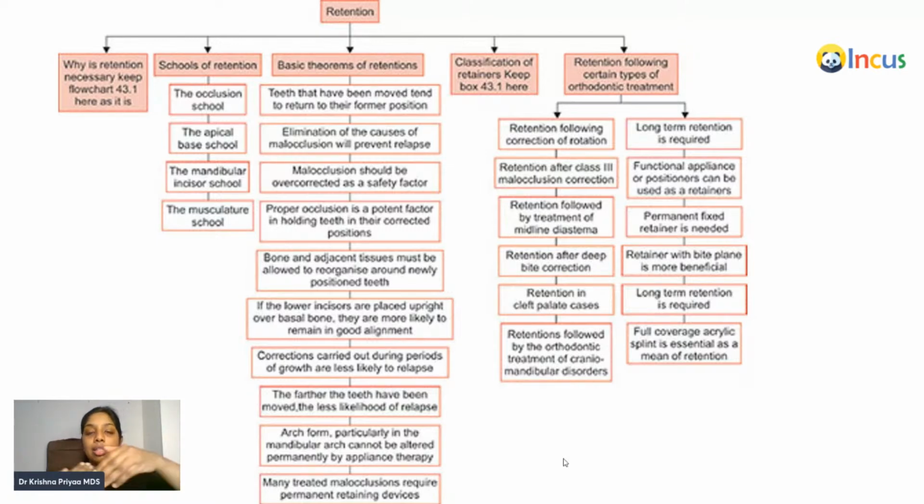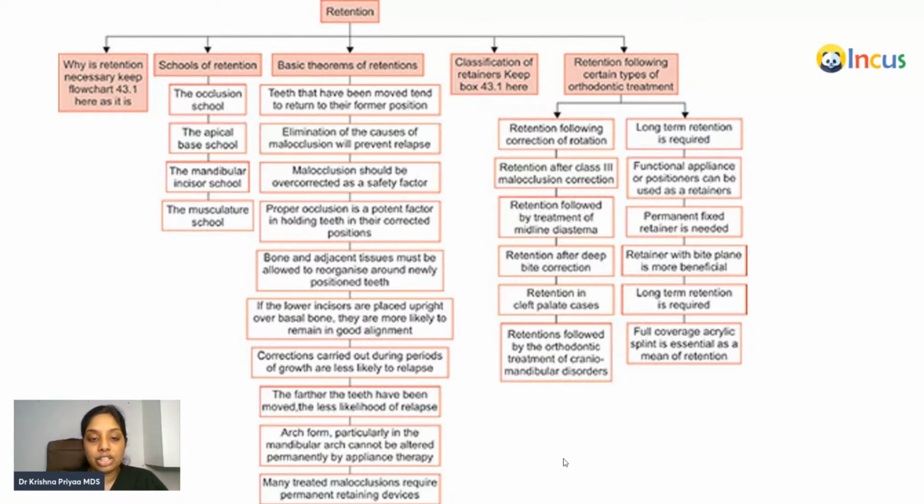So again, the lower incisor can't go forward because the upper incisor will hold it back. So once the occlusion is corrected, it will itself act as a retention so that the lower incisor won't go back to its original position naturally. Okay, so this is one of the important points of the theorems of retention.